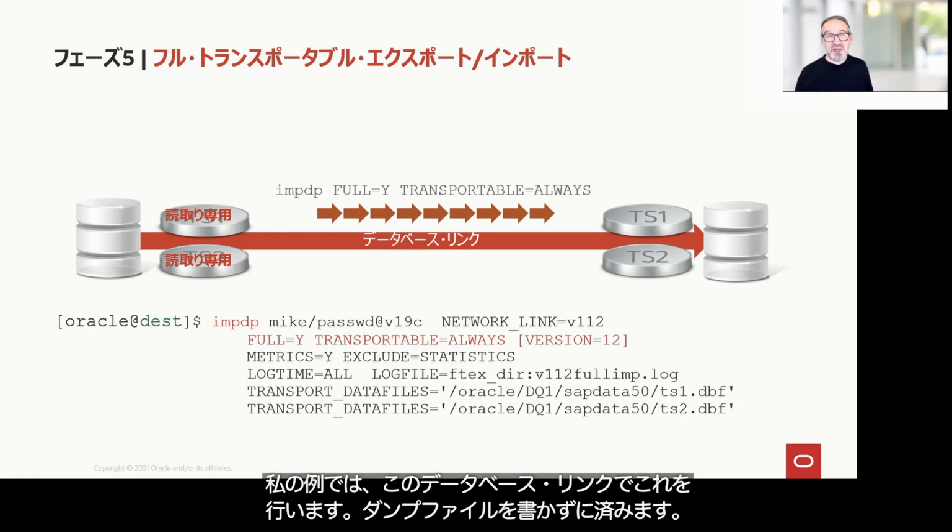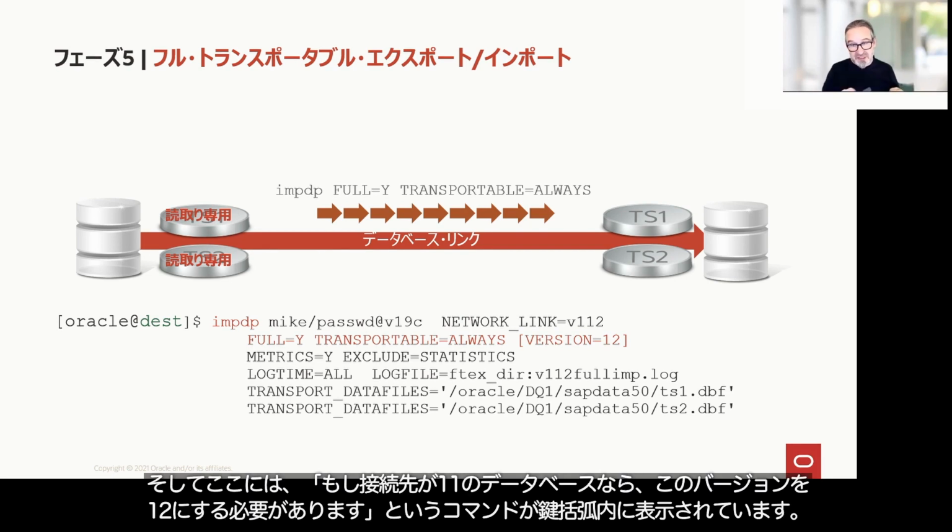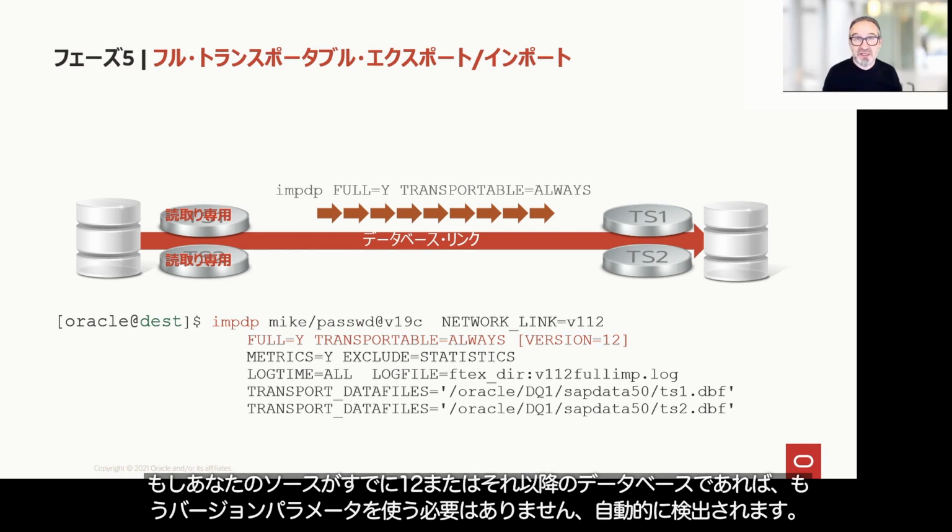In my example, I do it on a database link here, because then I avoid even writing a dump file down here. So I run impdp on my destination side with full yes and transportable always. And you see here the command. If you talk to an 11 database, you need to take version 12, which is here in brackets. If your source is already a 12 or newer database, you don't have to use the version parameter anymore. It detects that automatically. And that's it.